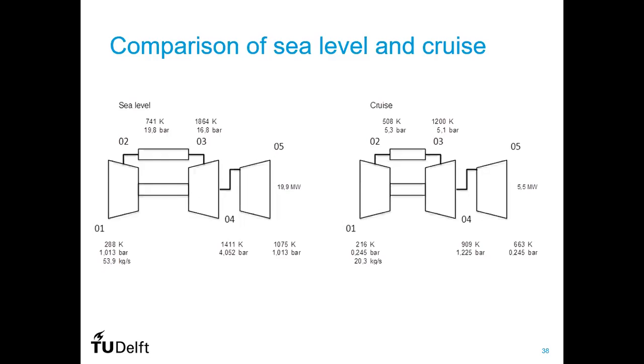Yeah, much lower pressure side of the turbine. The delta T of the turbine is higher. Yeah, it's a little bit higher, but it's mainly linked to the pressure ratio.